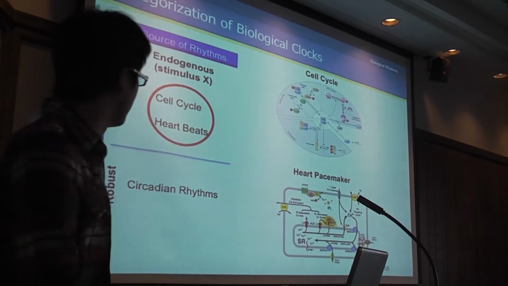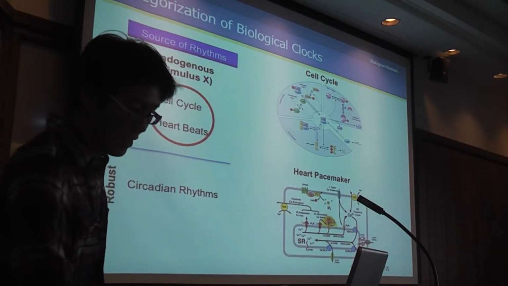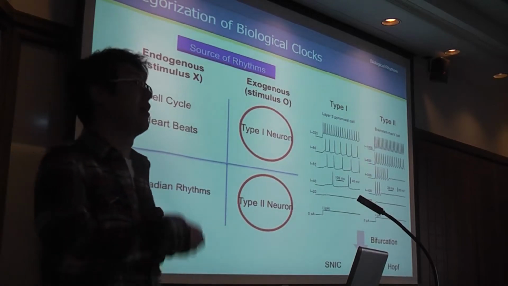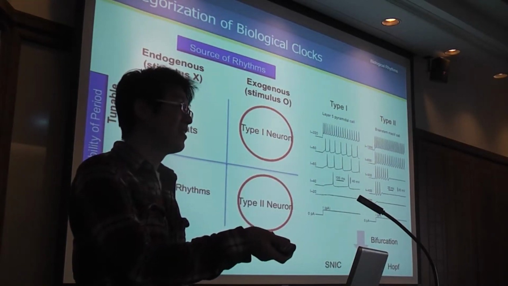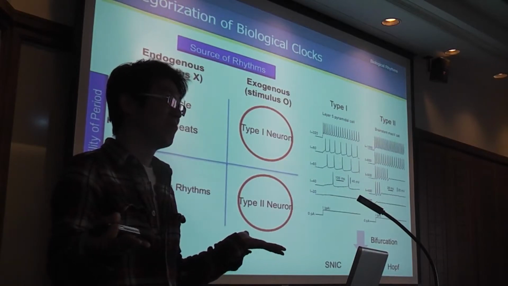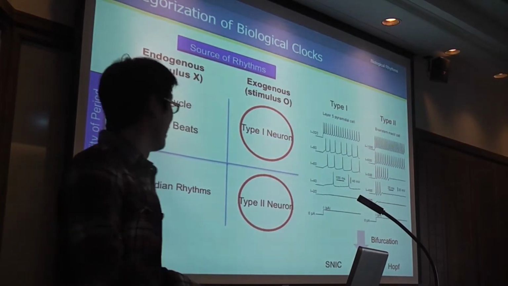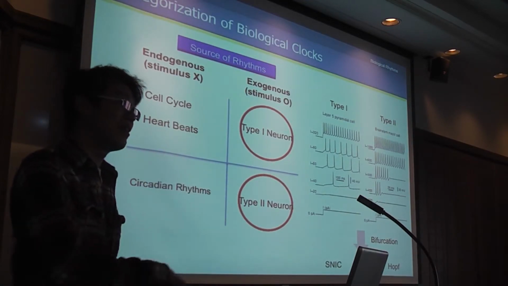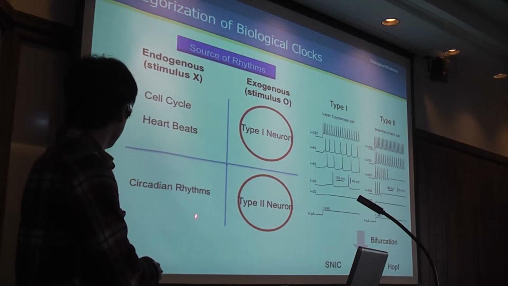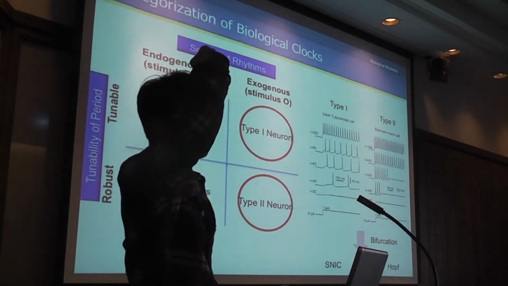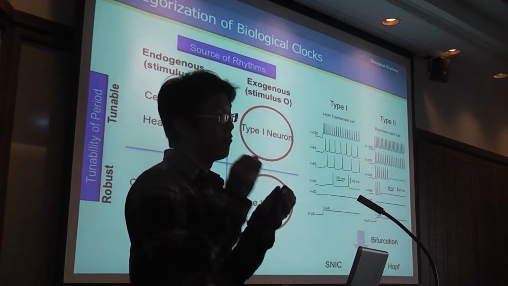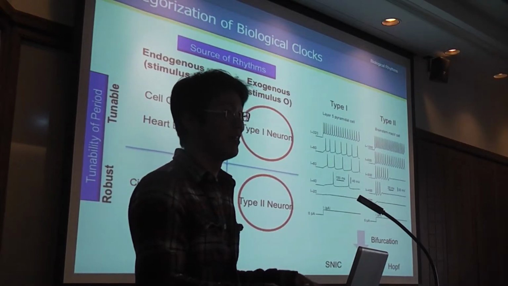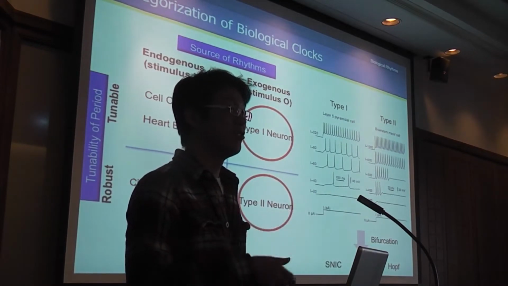Okay, now let's discuss this left side. This kind of clock can generate rhythm by themselves. For instance, your heart. We don't do anything, but it can keep beating, right? And in the cell cycle, also, cells keep dividing by themselves. And circadian rhythm also: if you extract the circadian clock from your brain and culture it, it can maintain rhythm for a couple of months by itself, if the nutrients are enough.